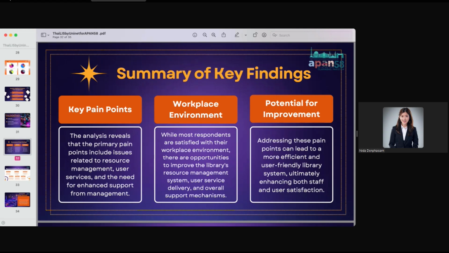And next one is about the workplace environment. There are opportunities to improve the library resource management system, user service, and overall support mechanism. And the last one is about potential for improvement. After gathering all the data from users, addressing these pain points can lead to a more efficient, user-friendly library system, ultimately enhancing both staff and user satisfaction.